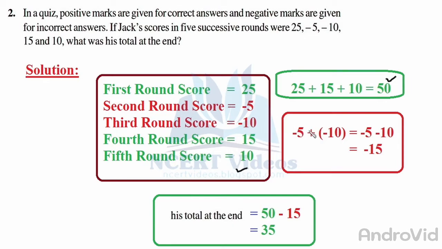Now you have to add these negative numbers. So -5 plus -10 is -15, because signs are the same, we add. Now for his total at the end, we have to subtract these, because negative will deduct from positive. So 15 less than 50 gives you 35. It is very easy to do. He scored 35. That makes your question number second.